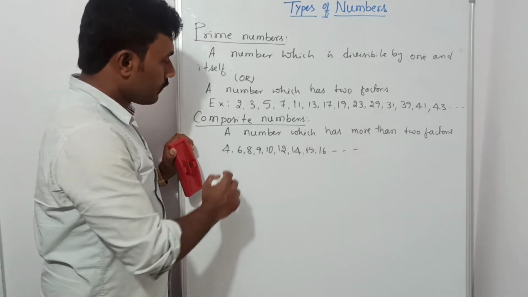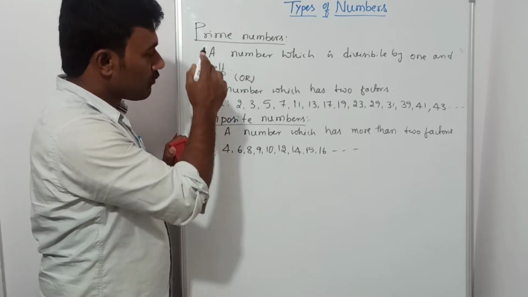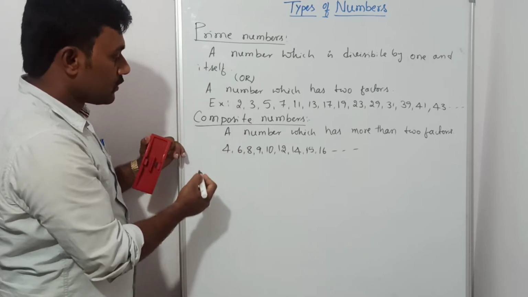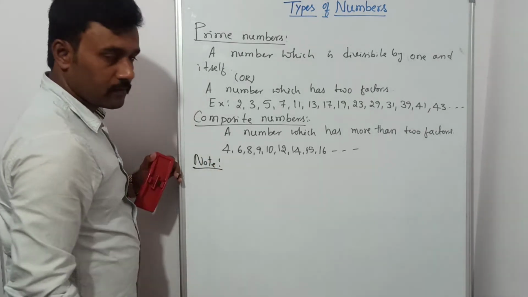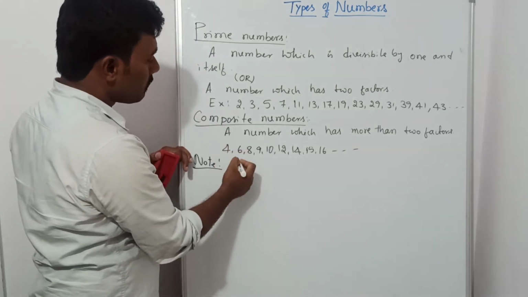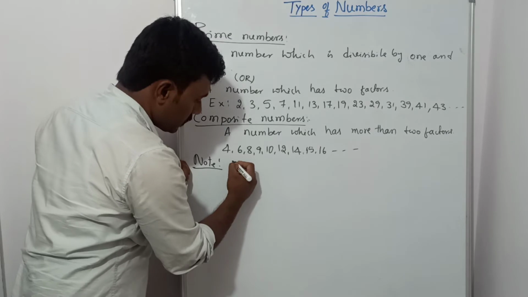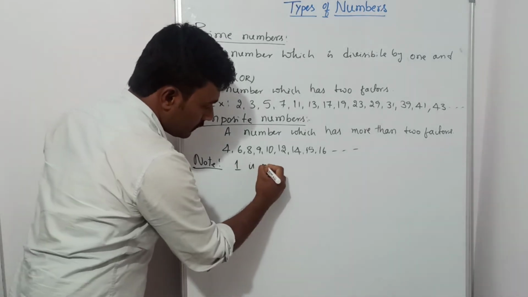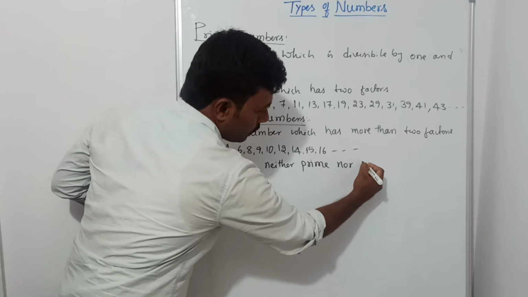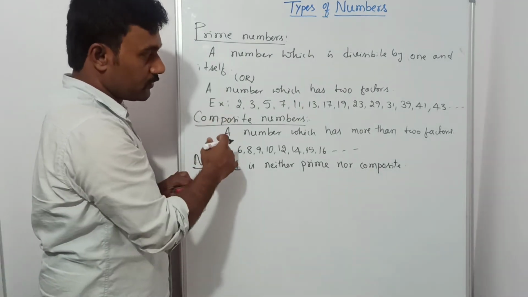Here you can observe that we start the numbers from 2 onwards. We did not consider 1 in either of these two groups. 1 does not belong to prime numbers as well as composite numbers, and hence 1 is neither composite nor prime. It does not belong to any group of these numbers.